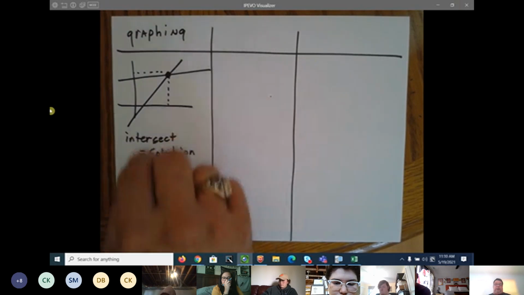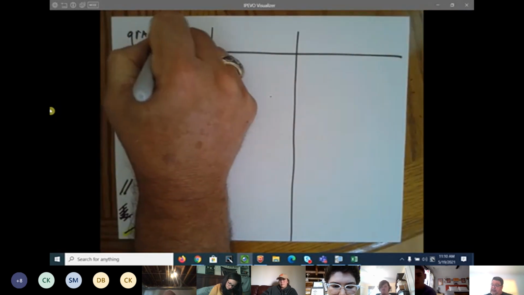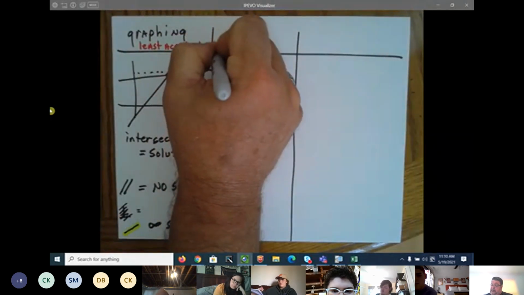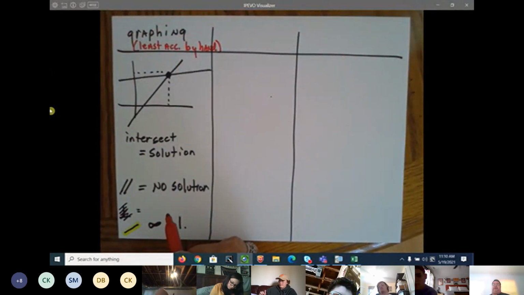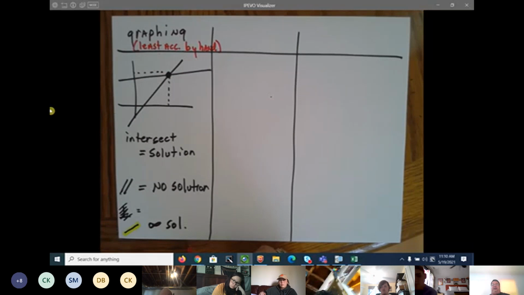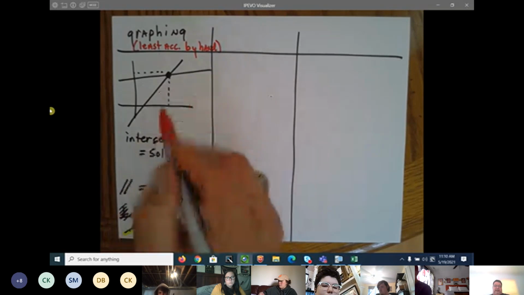All right, so with graphing, and I'm going to put in red, least accurate by hand. If you're going to do the graphing method, make sure you do it with a calculator. Capiche? You don't want to do the graphing method by hand unless the problem is designed to be done by hand. Because sometimes you're going to get a fraction and it's not going to work out right. So, what's the next method?